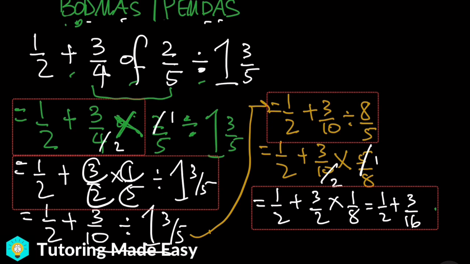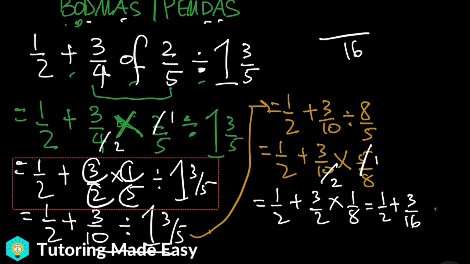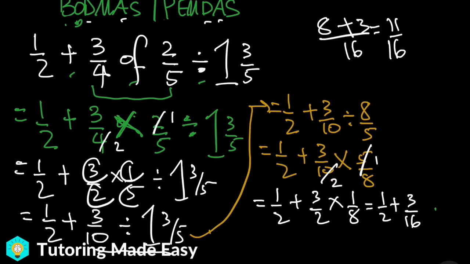And then we can find the LCM, which is 16. 2 times what will give you 16 is 8. 8 times the 1 is 8. Plus what times 16 will give you 16 is 1. 1 times that 3 is 3. You get 11 over 16 to be your answer.